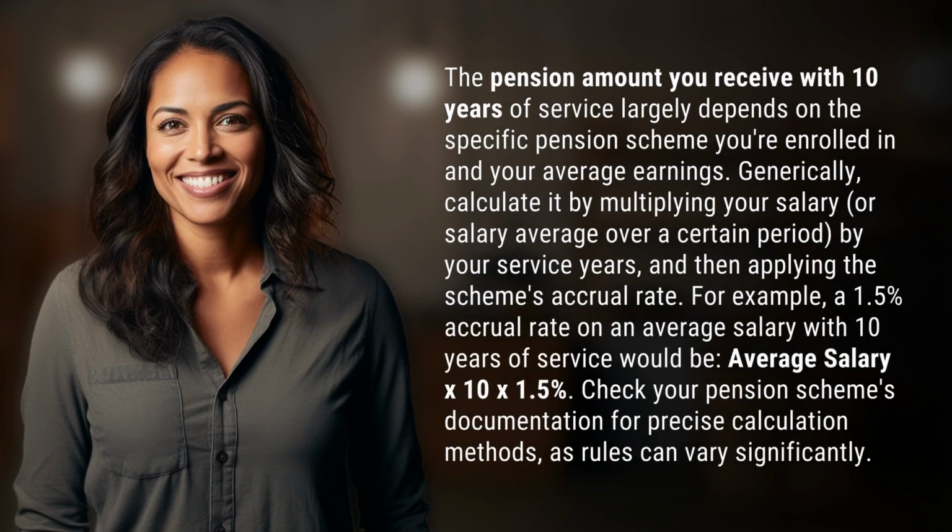The pension amount you receive with 10 years of service largely depends on the specific pension scheme you're enrolled in and your average earnings. Generically, calculate it by multiplying your salary or salary average over a certain period by your service years, and then applying the scheme's accrual rate. For example, a 1.5% accrual rate on an average salary with 10 years of service would be average salary x 10 x 1.5%. Check your pension scheme's documentation for precise calculation methods, as rules can vary significantly.